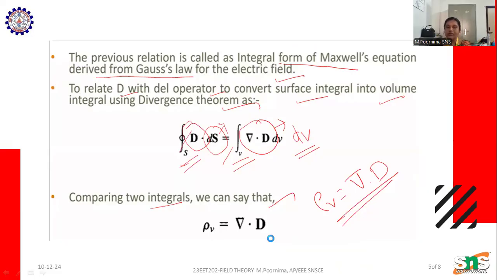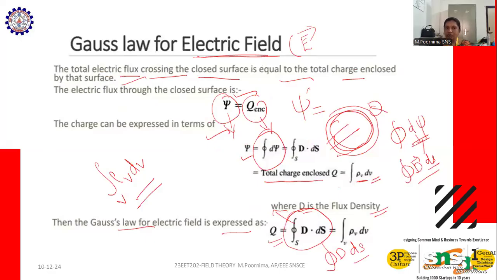So today we have completed Gauss law for electric field. In the next video, we can continue with Gauss law for magnetic field.